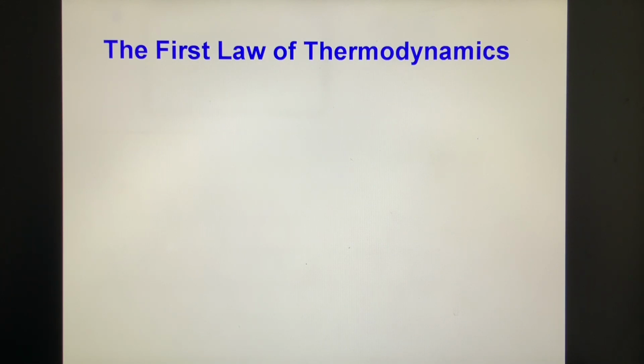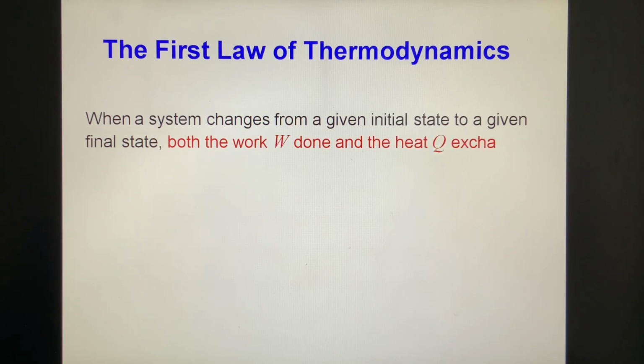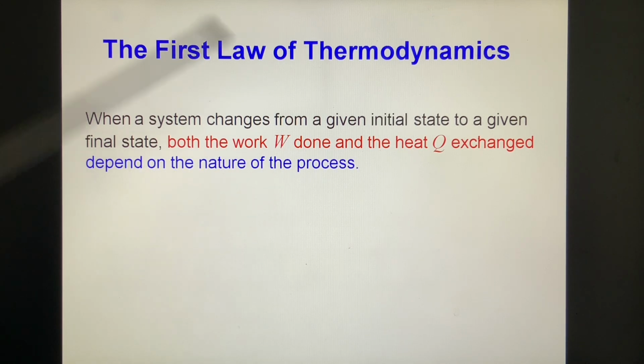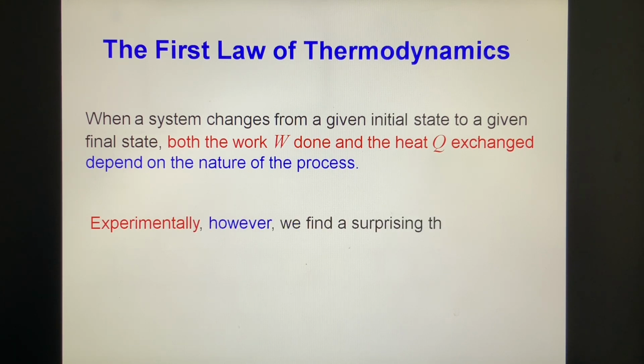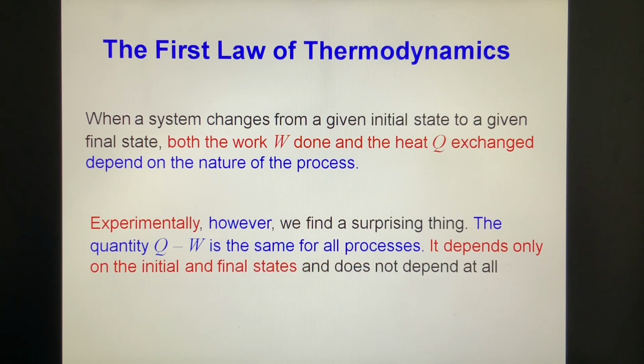The first law of thermodynamics. When a system changes from a given initial state to a given final state, both the work W done and the heat Q exchanged depend on the nature of the process. Experimentally, however, we found a surprising thing. The quantity Q minus W is the same for all processes. It depends only on the initial and the final state, and does not depend at all on how the system gets from one to the other.